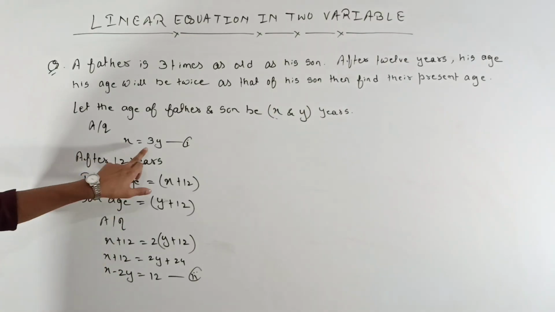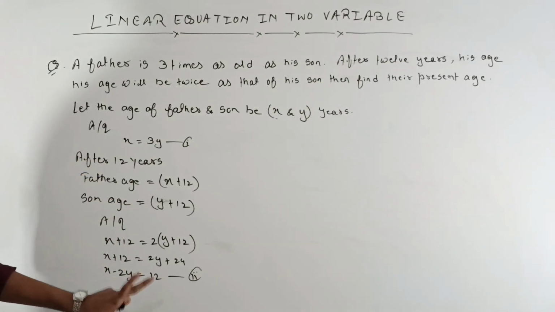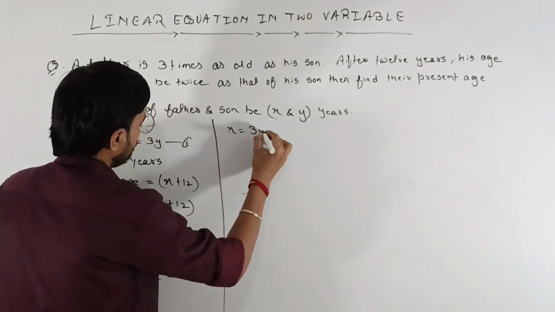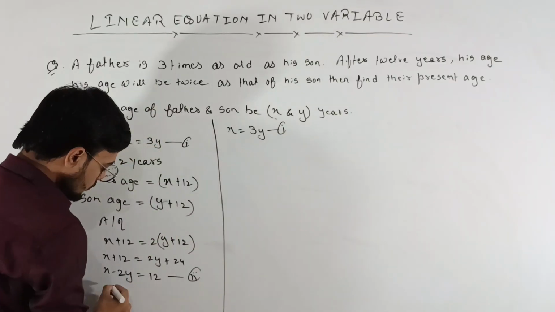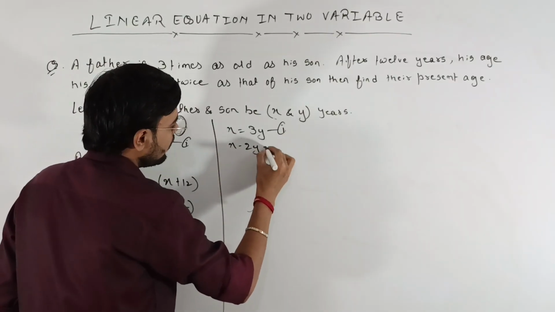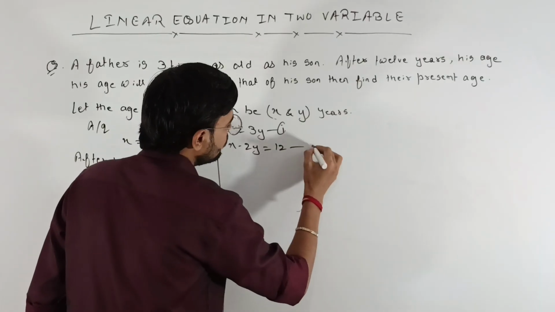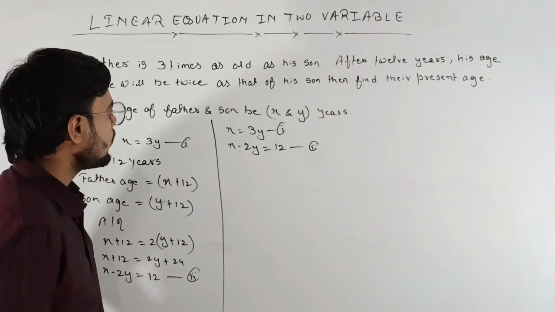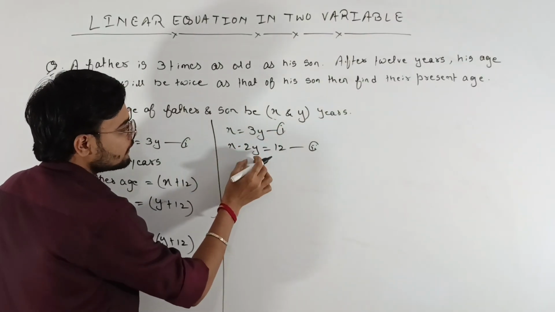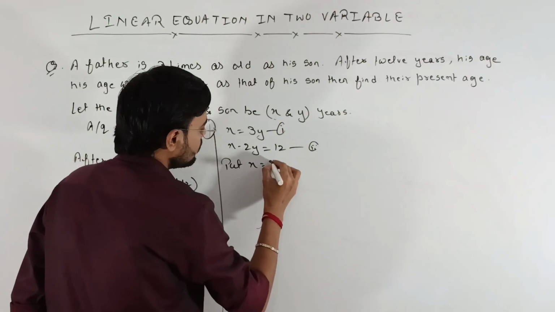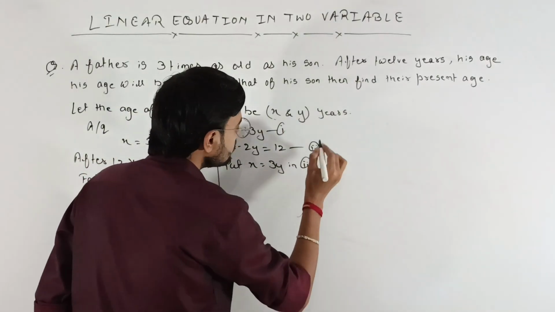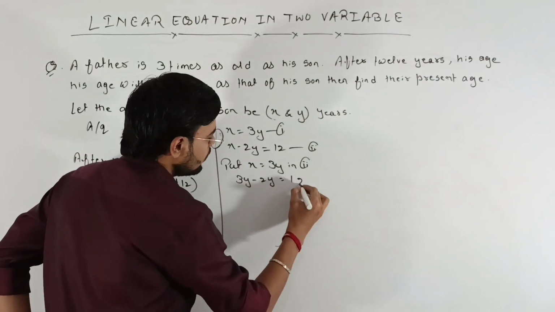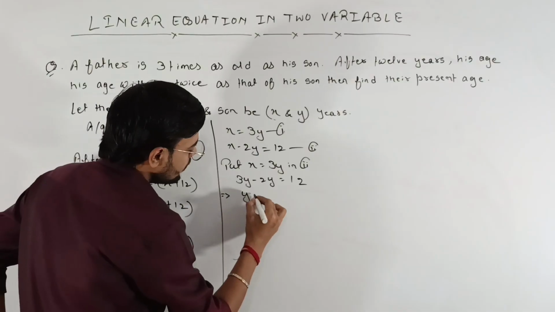I have equation first, x equals 3y, and equation 2 is x minus 2y equals 12. Now I write these two equations here. First equation is x equals 3y, and second equation is x minus 2y equals 12. Now we have to solve for x and y. Now we have x equal to 3y, so I put this value of x, 3y, in equation 2. In place of x I write 3y minus 2y equals 12. Now solve this. 3y minus 2y is y, equals 12.